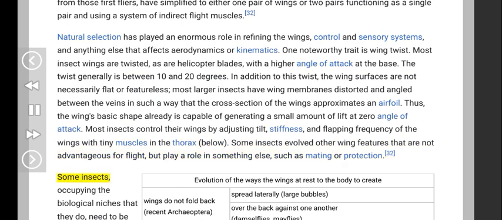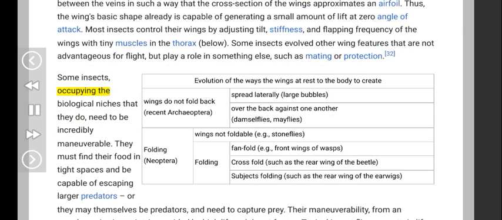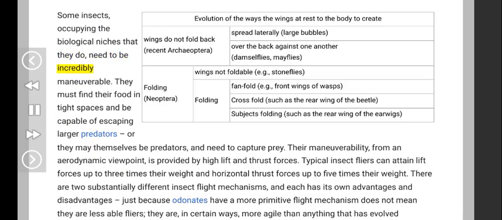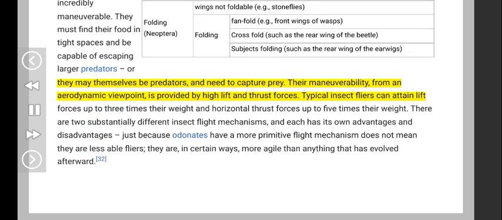32. Some insects occupying the biological niches that they do need to be incredibly maneuverable. They must find their food in tight spaces and be capable of escaping larger predators, or they may themselves be predators and need to capture prey. Their maneuverability, from an aerodynamic viewpoint, is provided by high lift and thrust forces. Typical insect flyers can attain lift forces up to 3 times their weight and horizontal thrust forces up to 5 times their weight.